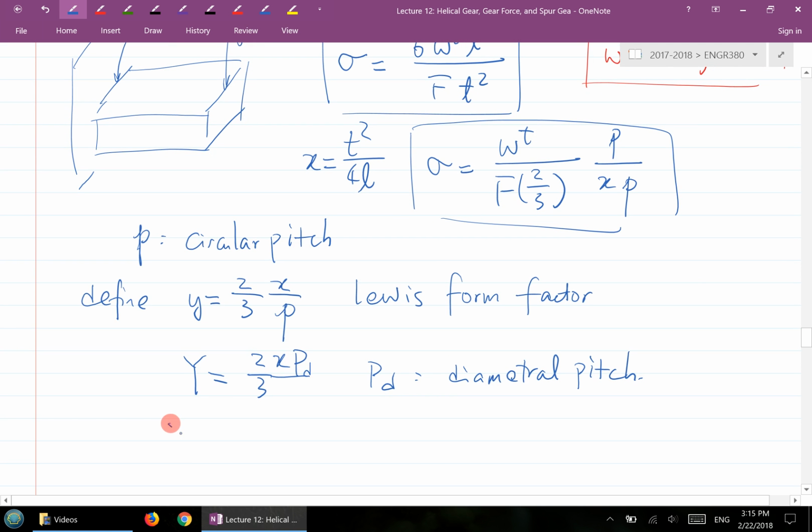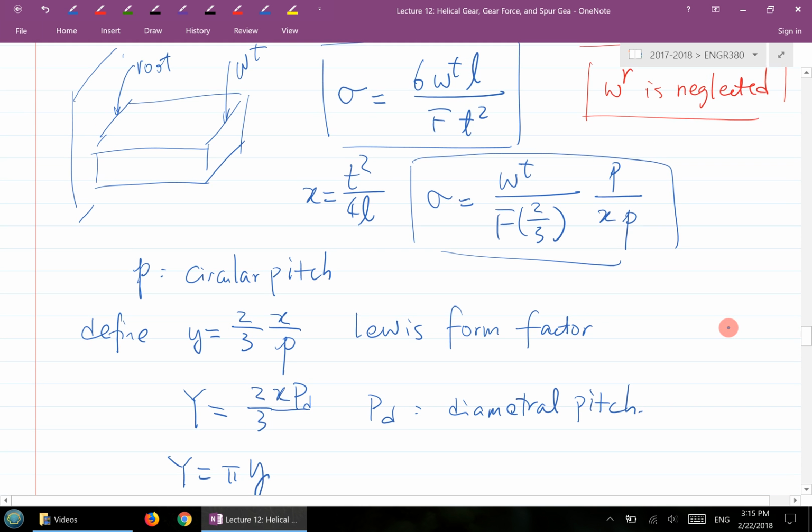So let me write down here. The capital Y is related to the small y, which is pi times small y. Yes? On the sigma equation, you cancel the p? This one here? Yeah, we keep it. It's just redundant, technically you can cancel this, right? But that's just the way the Lewis equation is formed.